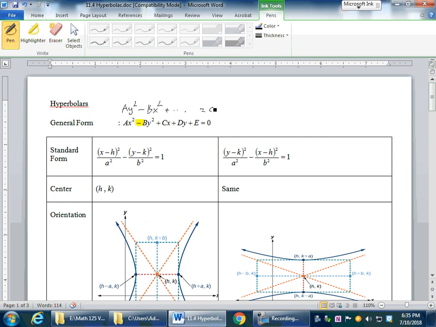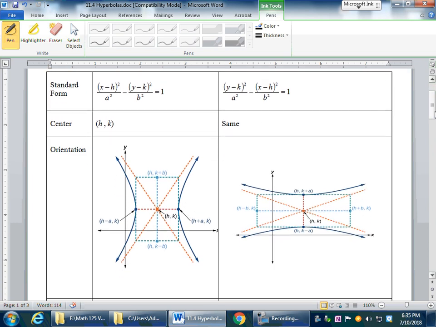The standard form is the more important one that you need to remember. The standard form could be (x minus h) squared first. If that's the case, then your hyperbola will be opening left and right. If your standard form is (y minus k) squared first, then your hyperbola will be opening up and down.